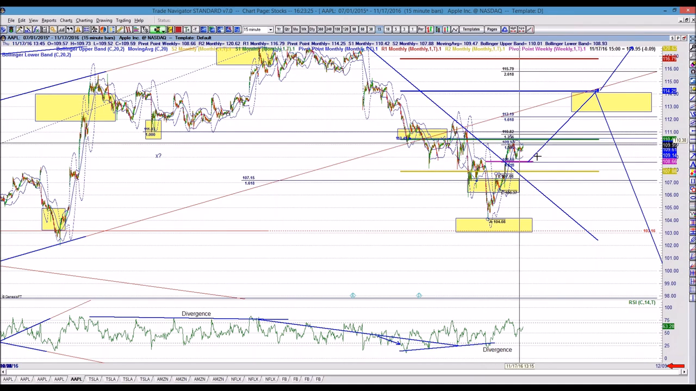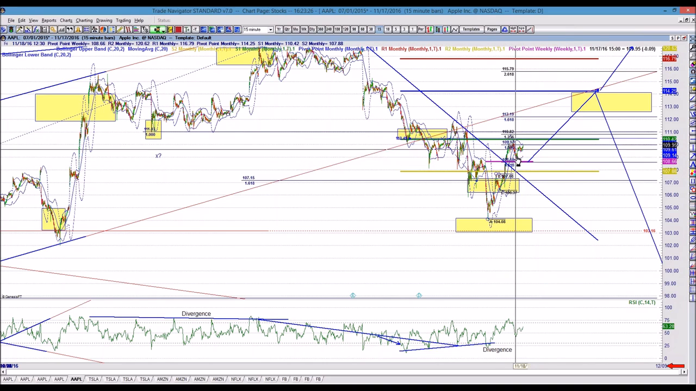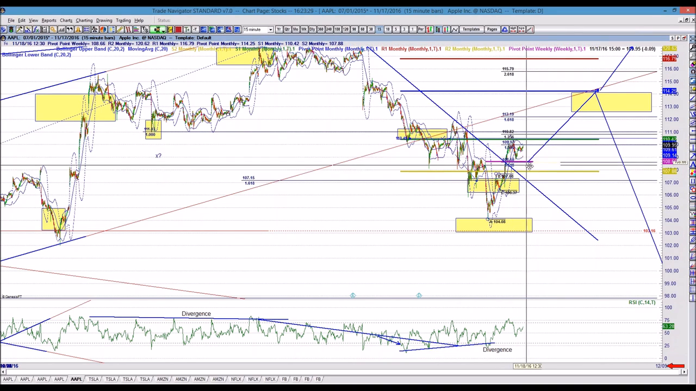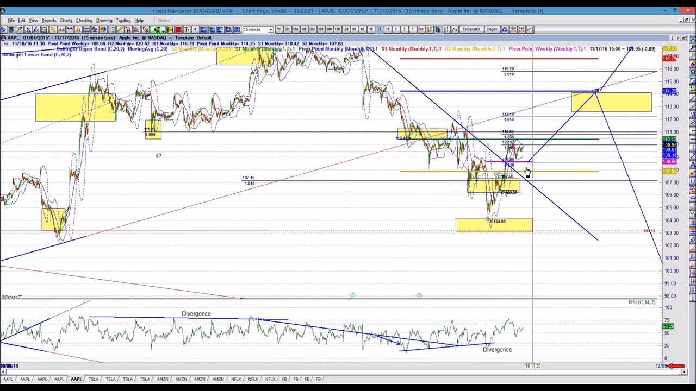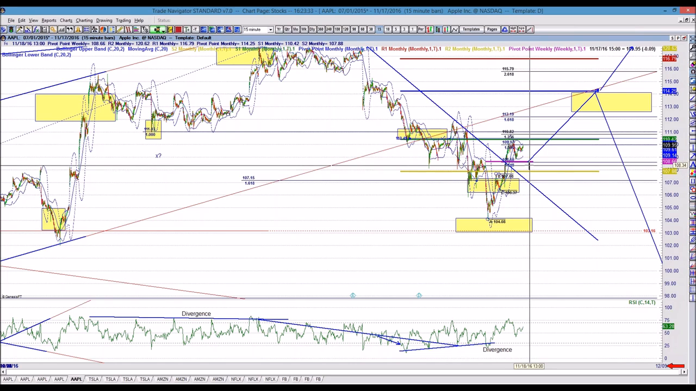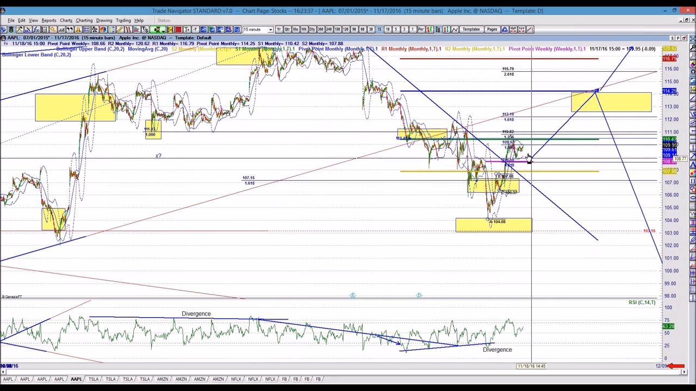Where are we right now? We're in the middle of a 3 back. Do you see the A? Do you see the B? Do you see the C down to the weekly pivot? By the way, I use pivots because price goes to magnets very often, and pivots are magnets. The purple line is the weekly pivot, right?